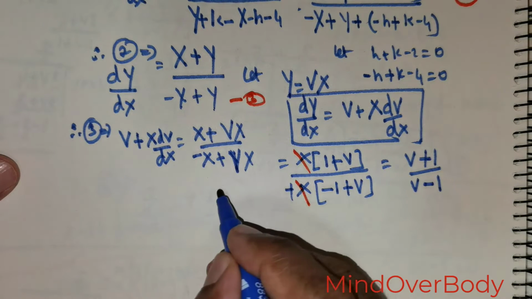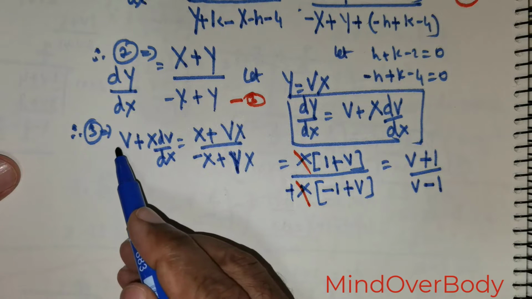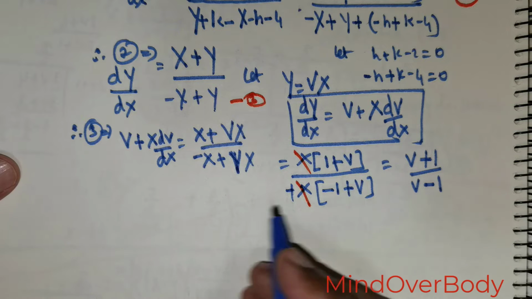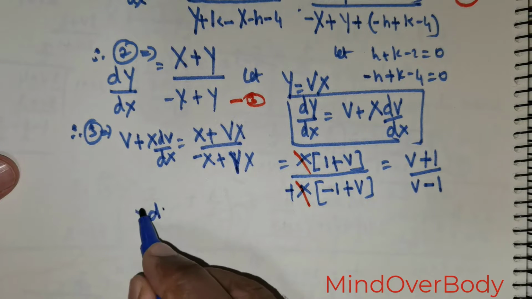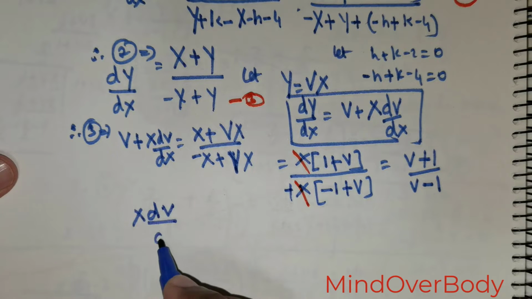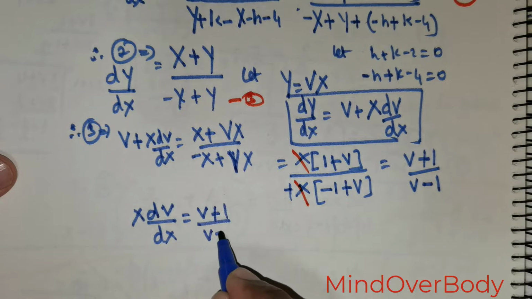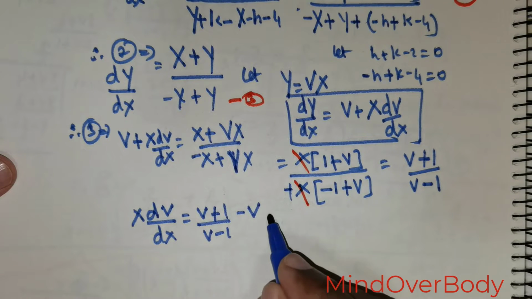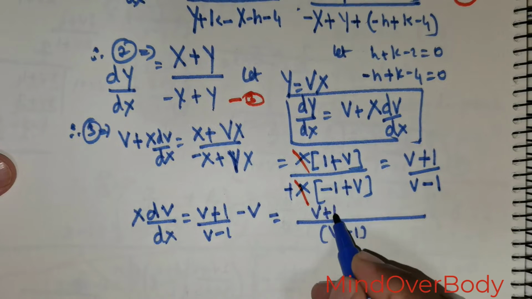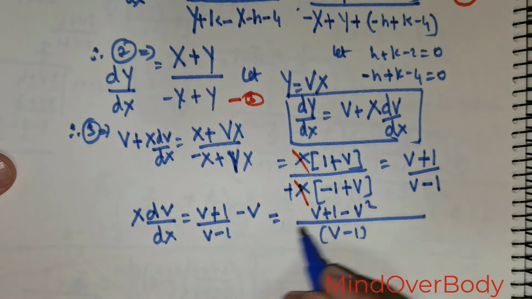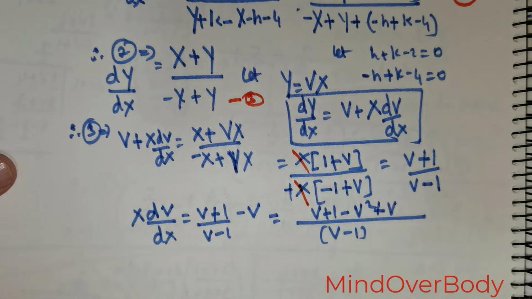And on the left hand side I've got a positive v. So I'm going to push that positive v to this end. That will become negative. So I've got x times dv over dx is equal to v positive 1 divided by v negative 1 followed by a negative v. That is equal to, taking the LCM as v negative 1, I get v positive 1 negative v squared negative negative positive v. This is what I've got.